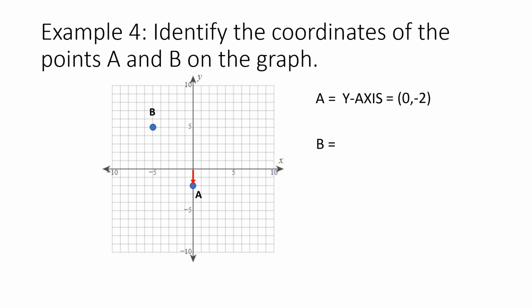That's my point A. And then for point B, it is in quadrant 2, which means that my x is negative and my y is going to be positive. And so I'm counting how many I went left on my x-axis, which is 5, and then I went up 5. So my point is going to be (-5, 5) for point B.